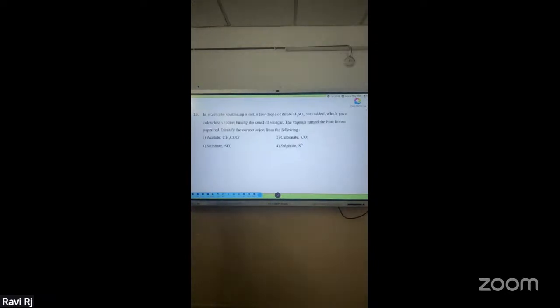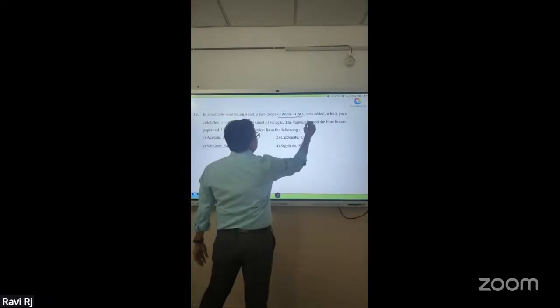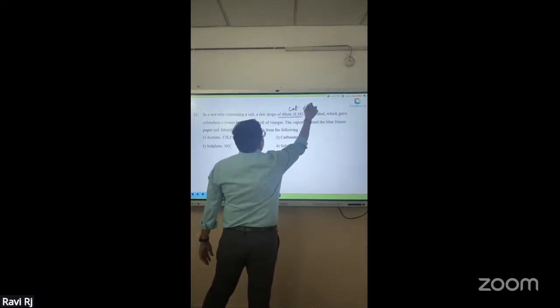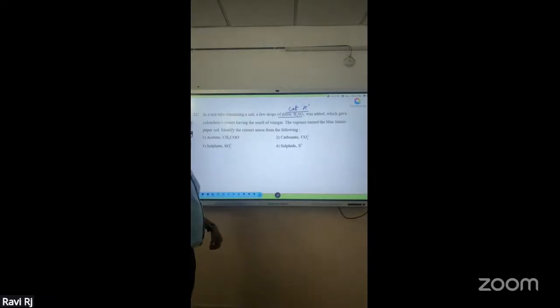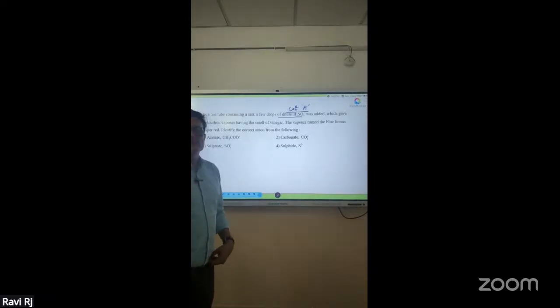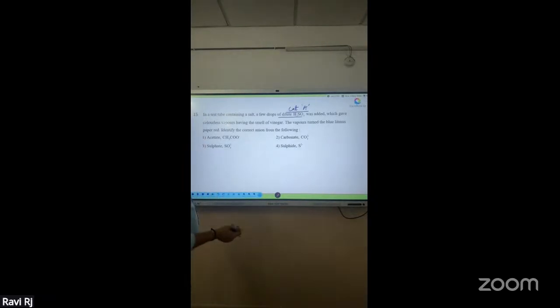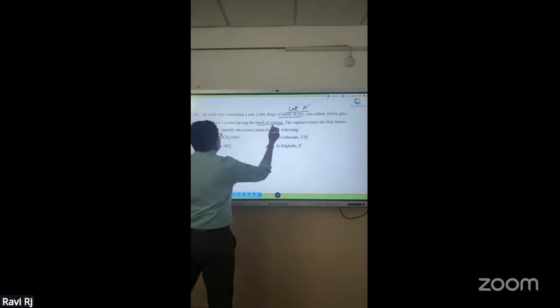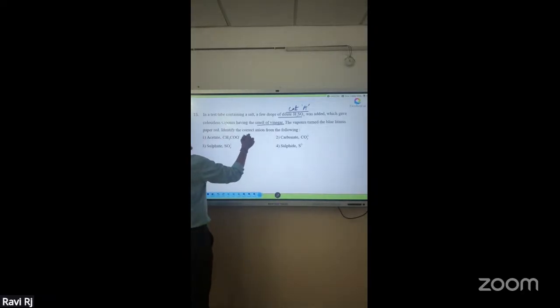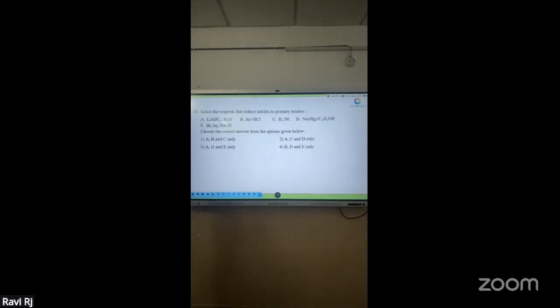Now, there is a test tube containing a salt, with drops of dilute sulfuric acid added. When you say dilute sulfuric acid, that means category A type of anion, that is carbonate ion, bicarbonate ion, sulfide ion, sulfite ion, etc. And you can see that there is a smell of vinegar. So, you know that when dilute sulfuric acid is added, acetic acid will be formed. So, answer should be 1, right?